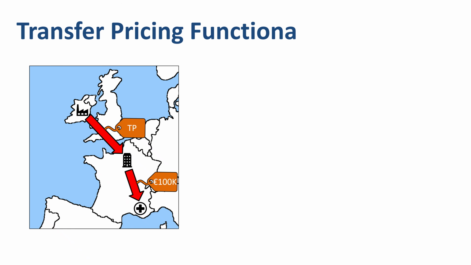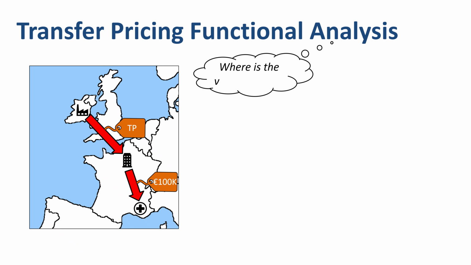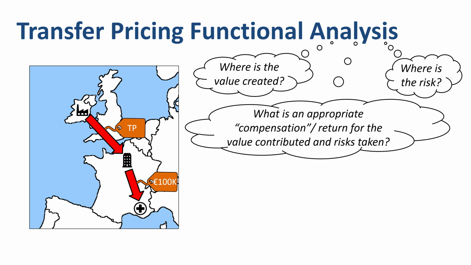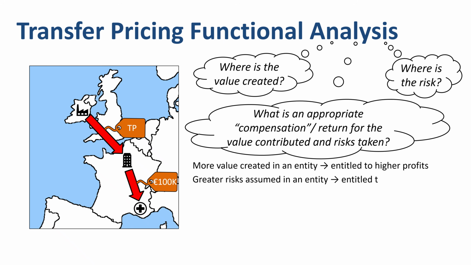The cornerstone of a company's transfer pricing documentation is functional analysis. Where is the value created? Where is the risk? What is an appropriate compensation or return for the value contributed and risks taken? If more value is created in an entity, then it should be entitled to higher profits. If greater risks are assumed in an entity, then it should be entitled to higher profits. Both of these align with arm's length principles.